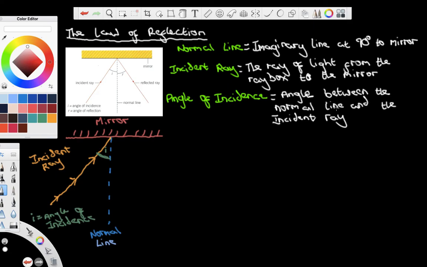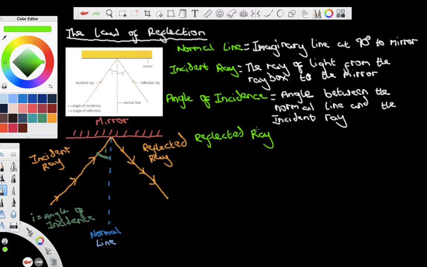The final two we need to do are, the first one is the reflected ray. And we can draw our arrows to show it's coming off there. The reflected ray. And we can define this. So over here we can put reflected ray. And we can say that it's the ray of light that reflects off the mirror.